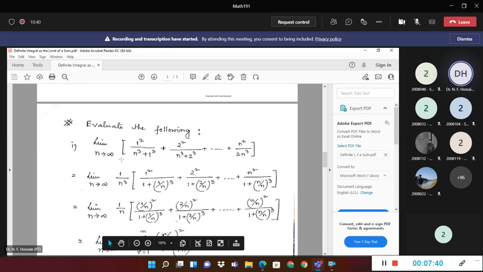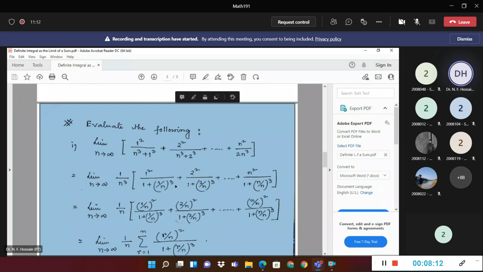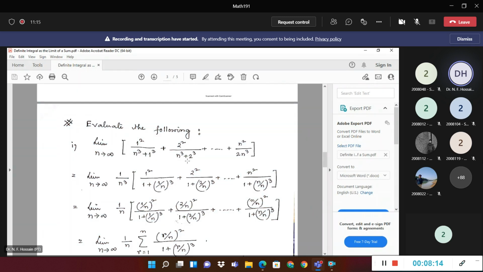Evaluate the following. Limit n tends to infinity, 1 square by n cube plus 1 cube, 2 square by n cube plus 2 cube, up to n square by 2 n cube. Here n tends to infinity. So this is the nth term. Now here from the lower part we are taking n cube common from each term. So 1 over n cube can be put outside. Here it will be 1 square divided by 1 plus 1 by n whole cube. Here in the second term it will be 2 square by 1 plus 2 by n whole cube.